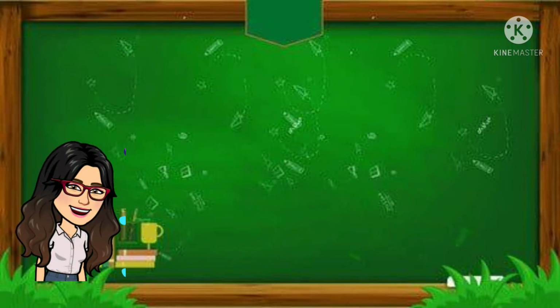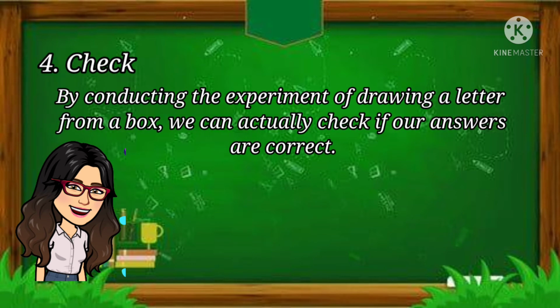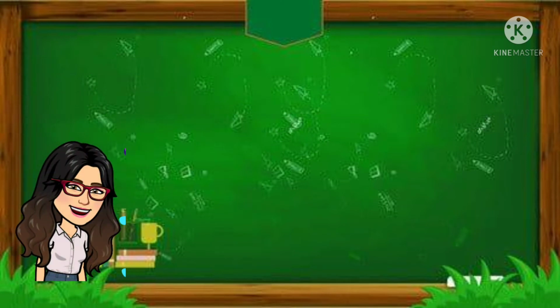So we are done in solving the problem, and for the last step, we are going to check. By conducting the experiment of drawing letters from a box, we can actually check if our answers are correct. So let us have another example.